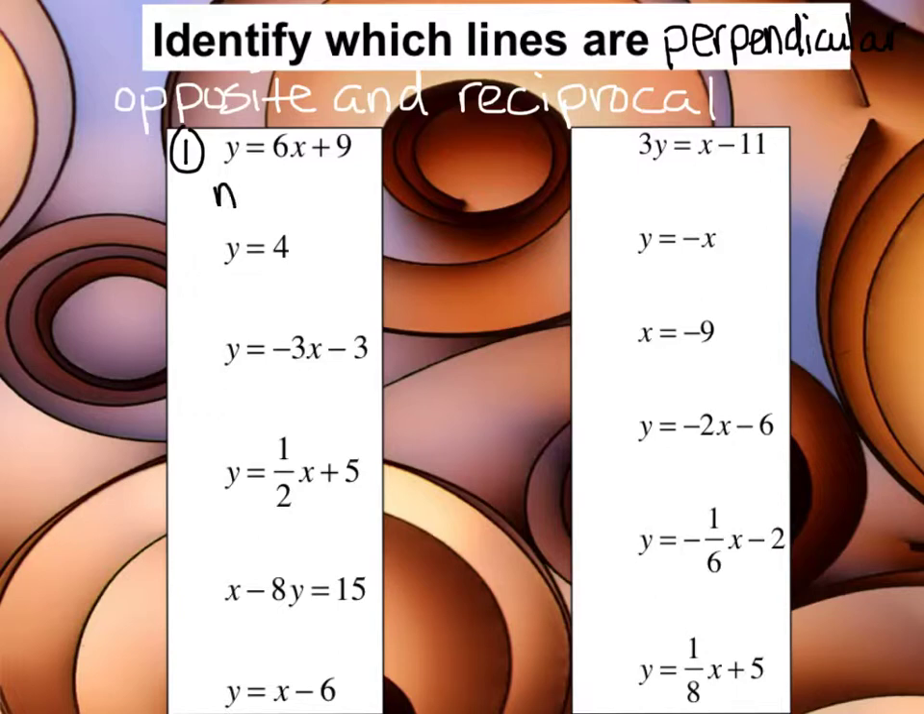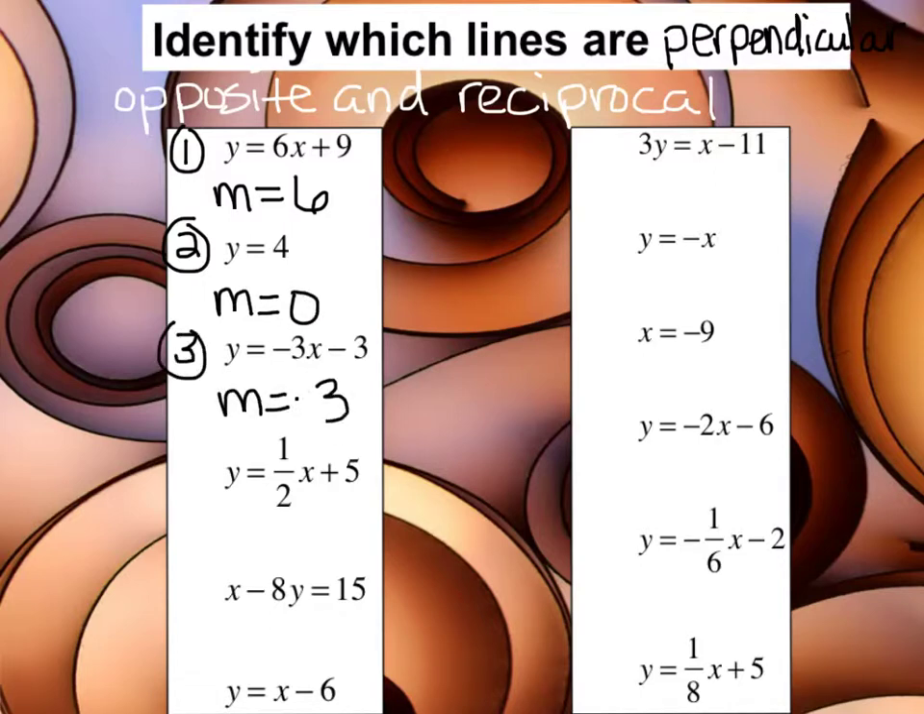So for number 1, our slope is 6. Number 2, we have a horizontal line, so our slope is 0. Number 3, slope is negative 3. Most likely you want to pause this and write down all the equations and then write down the work that I'm doing. See if you can identify the slope yourselves. You should be able to do that by now.